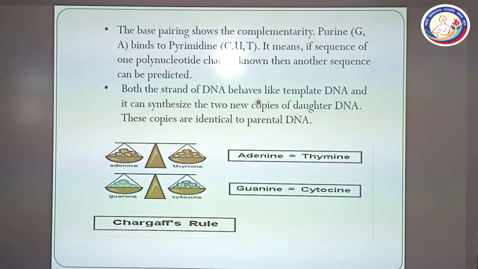Both strands of DNA behave like template DNA and can synthesize two new copies of daughter DNA. These copies are identical to the parental DNA. So copies are always identical to the parental DNA. You can see Chargaff's rule here. Adenine is equal to thymine and guanine is equal to cytosine.